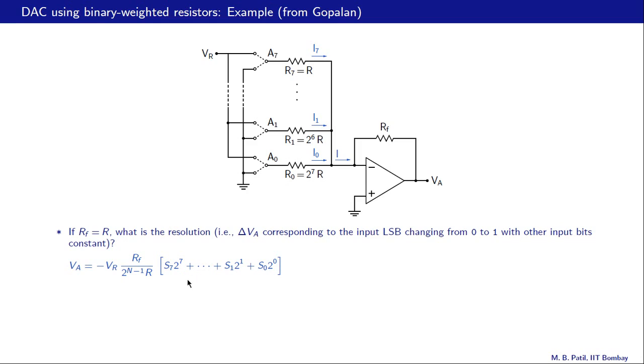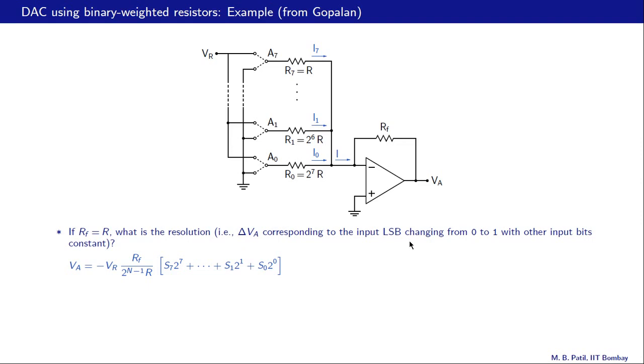What is the highest value? Highest value is when S0 is 1, S1 is 1, etc. all the way up to S7 is 1. And that highest value is 255 or 2 raised to 8 minus 1. And when we talk about resolution, what it means is we are allowing a change in this bracket by 1. And that is the same as saying that it is delta VA corresponding to the input LSB, this S0 here, changing from 0 to 1 with other input bits constant.